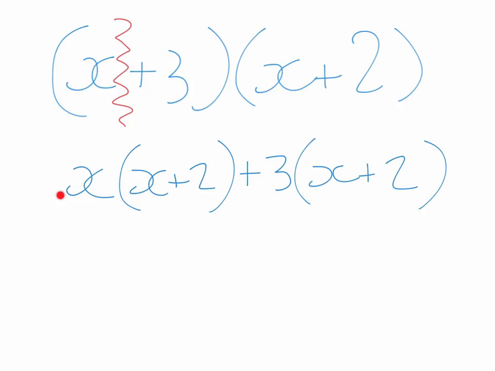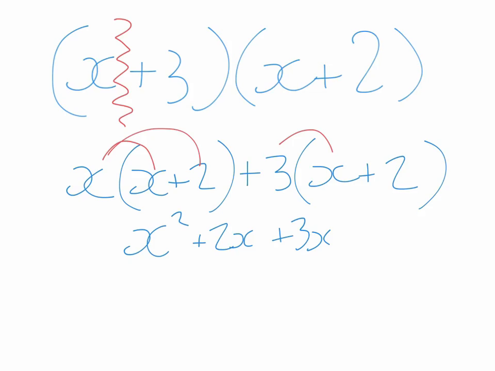Then we just have to multiply the first term by everything inside the first set of brackets, and then the second term by everything inside the second set of brackets. We draw in loops so that we don't forget about the second term. So x by x is x squared, x by 2 is plus 2x, 3 by x is plus 3x, and 3 by 2 is plus 6.